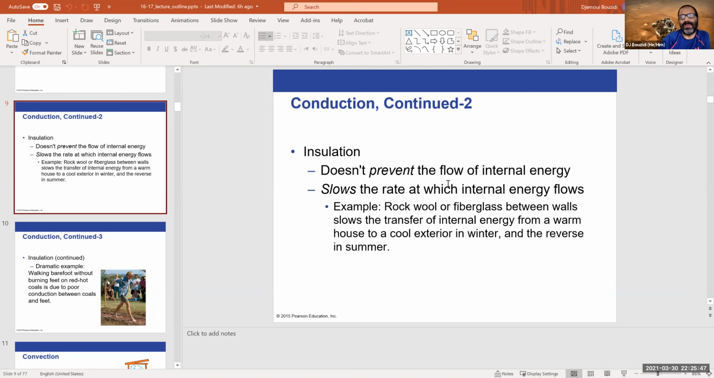Insulation doesn't prevent the flow of internal energy. It only slows it down. No matter how good an insulator you have, you always have leaks in it. That is part of the nature of it. A good insulator is not a perfect insulator, but it is as close as you can get to perfect, because there is always transfer of heat, no matter what.